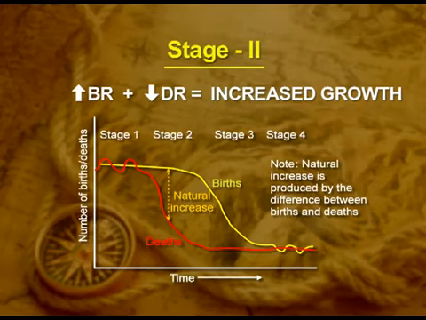Stage 2. In this stage, the birth rate remained high. The death rate decreased rapidly. It happened due to the improvement in sanitation and health facilities. A low infant mortality rate was recorded during this time, and increased quality of food grains helped the people to stay healthy and live longer, which resulted in an increased growth rate.